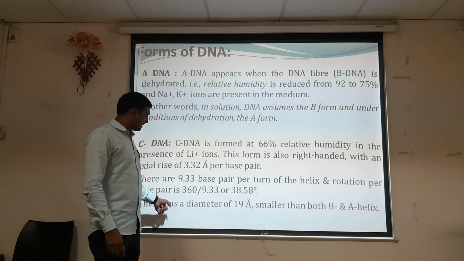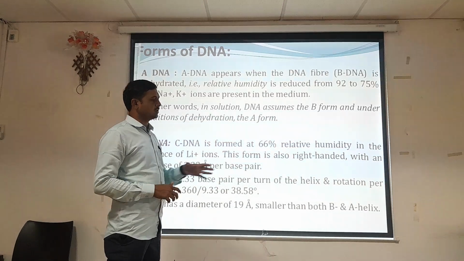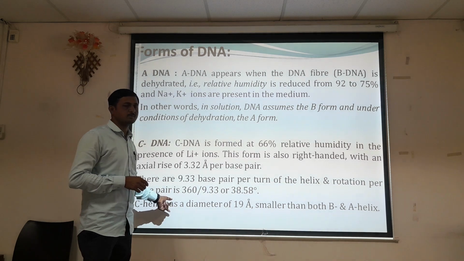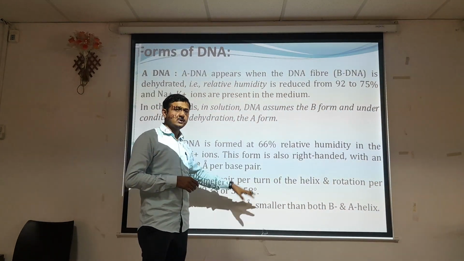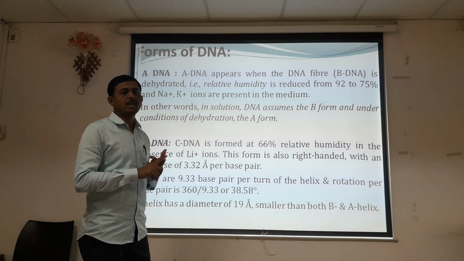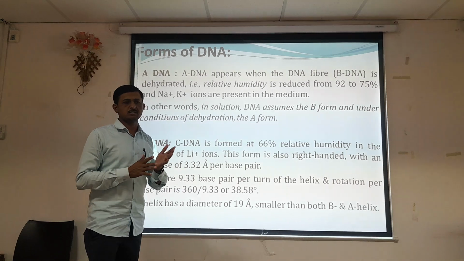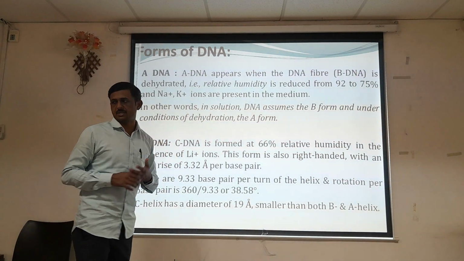The C helix has a diameter of 19 angstrom, smaller than both the B and A helix. In this case of the C form, the diameter of the C form DNA is about 19 angstrom, which is smaller than the A and B forms of DNA. So it is nothing but the properties, or the structural variation, between the A and C forms of DNA.